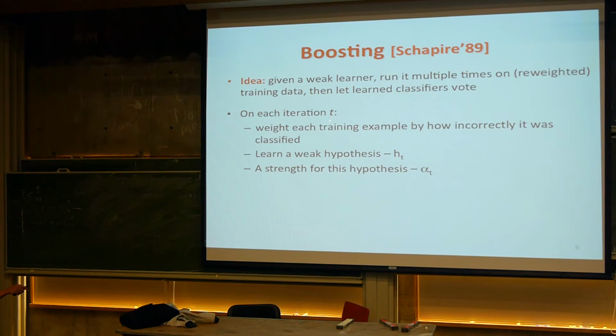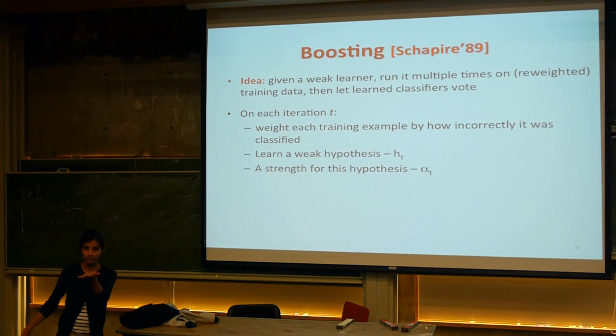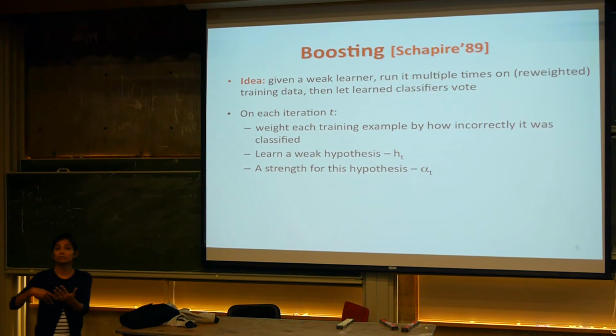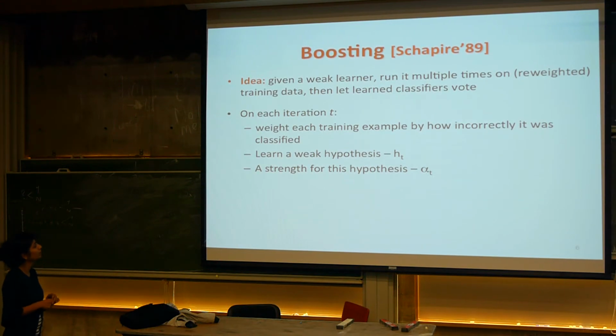On each iteration, we are going to weight each training example by how incorrectly it was classified by the previous weak learner. So we learn a weak learner, first maybe using equal weight on all the data points. It's going to be incorrect on some examples. We are going to increase the weight of those examples, decrease the weight of the ones that were correctly classified, and then relearn a weak classifier. So a very simple idea, but it's really cool, works great both in practice and theory.